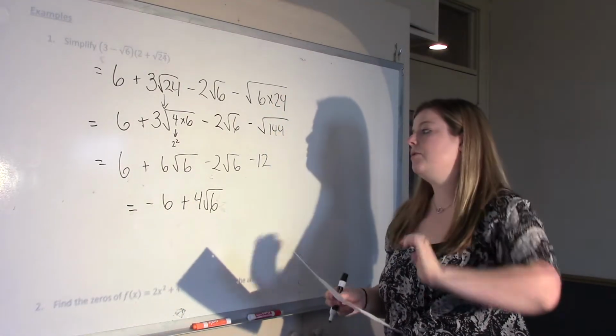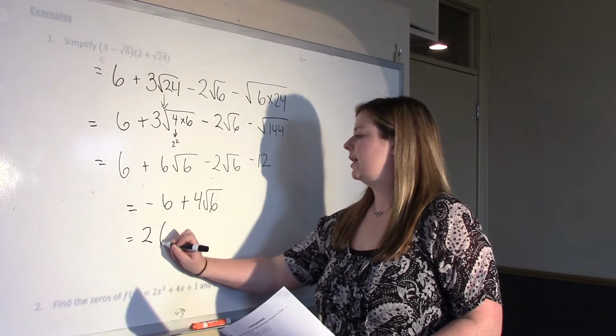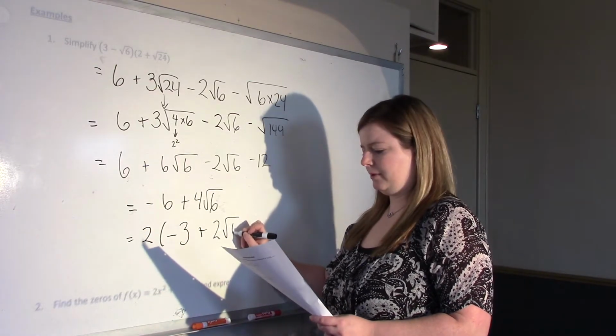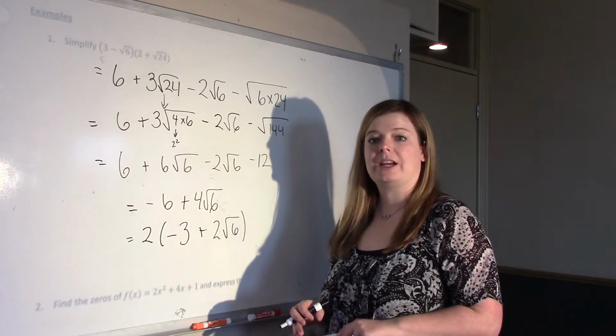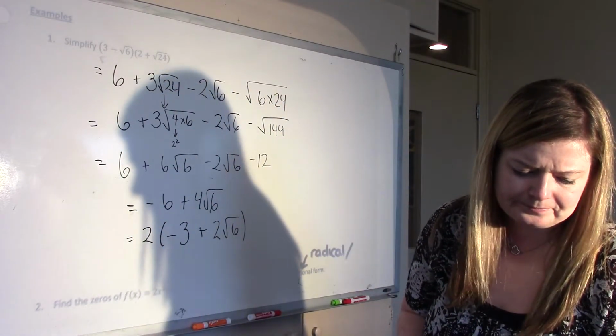Now you could common factor a 2 out of here if you wanted. And you'd be left with minus 3 plus 2 root 6. And there you have it. That's the first example. So take a look at that.